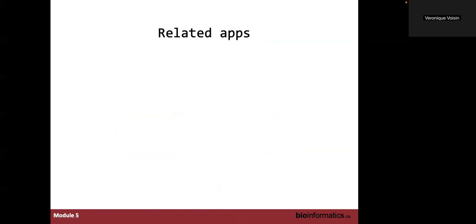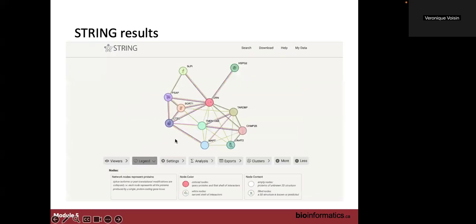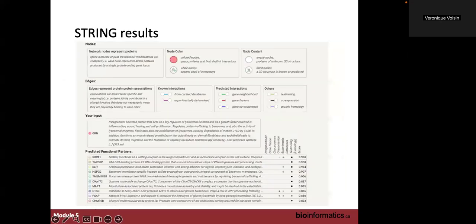So now, as the last topic, we are going to speak about two related apps. The first one is STRING. STRING is a database and web resource that provides information on known and predicted protein-protein interactions. So you can add here in the search box your gene of interest, and you will get a network of the related genes. So it's going to be direct interactions, and so it's not for gene function prediction. And this is the output.